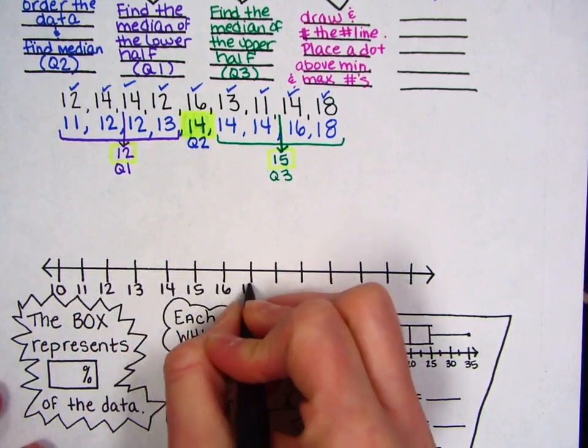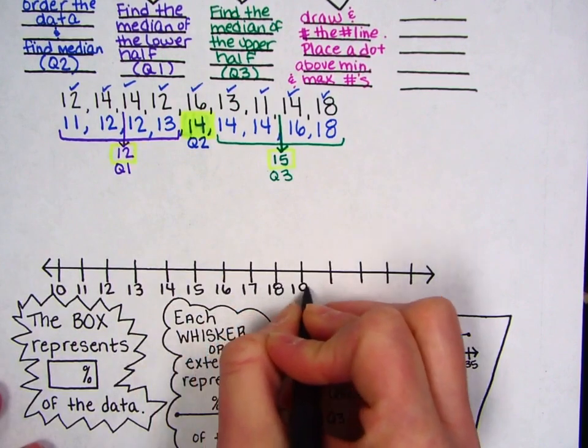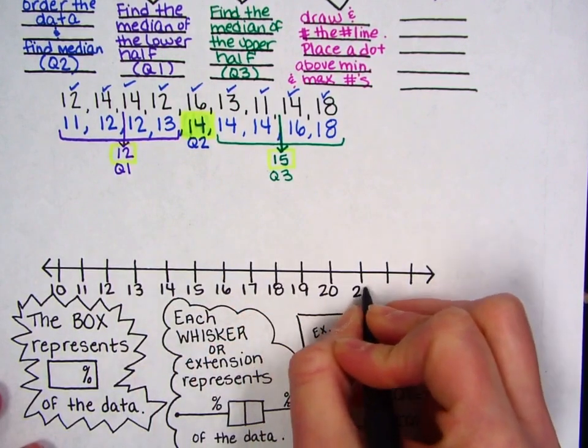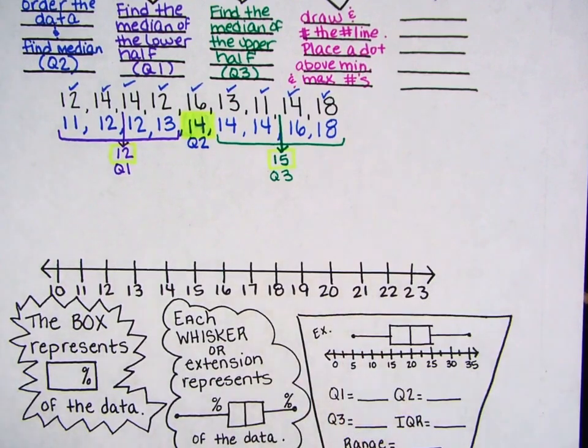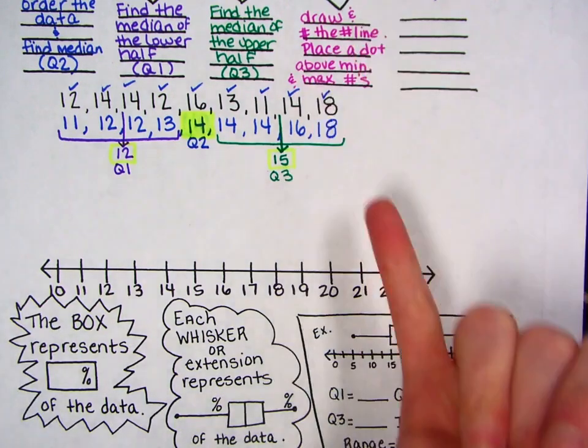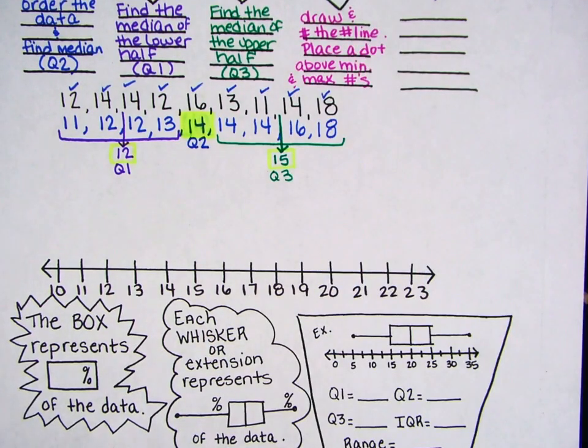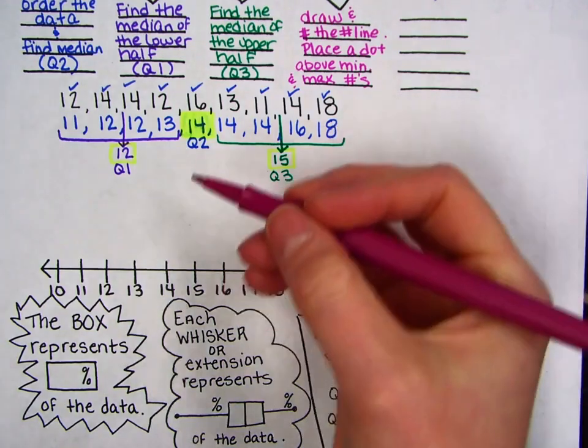15, 16, 17, 18, 19, 20. I have obviously added a little bit too many, but that is quite all right. All right, now our next step was still step 4. It said to place a dot above the minimum and maximum number. So basically we're labeling them, but not on the number line, above the number line.